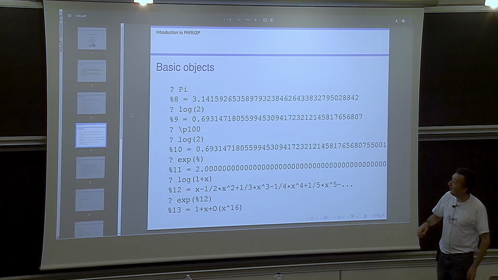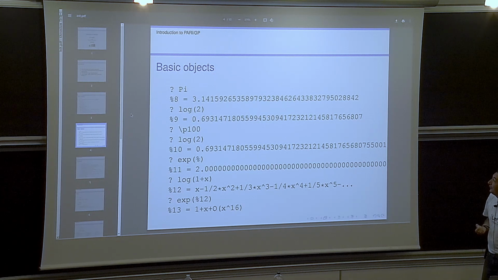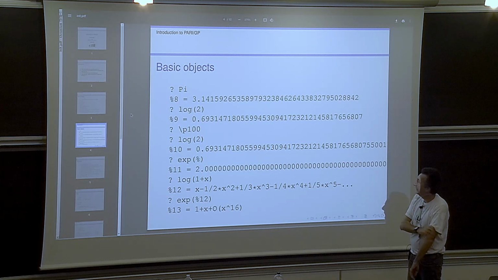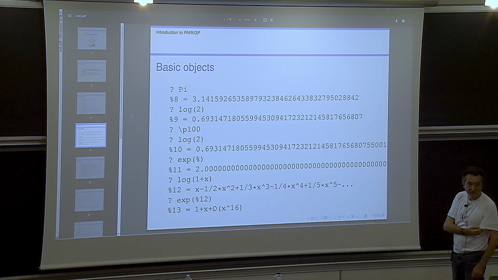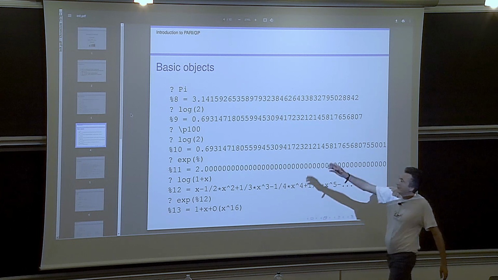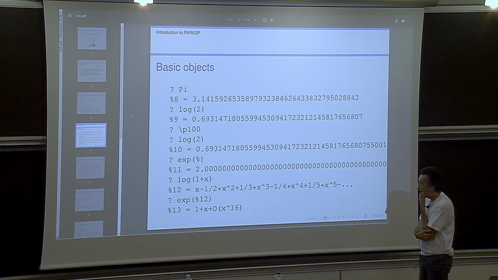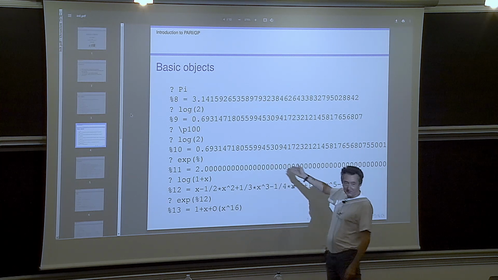No, this was for exact objects. So we also have an inexact object. So floating point. So if you ask pi, you get this. Log of 2. If you are not satisfied because there are not enough digits, you can increase the accuracy. For example, P100 increases to 100 digits, so you get this. So if you take the exponential, then you will get 2.0000.